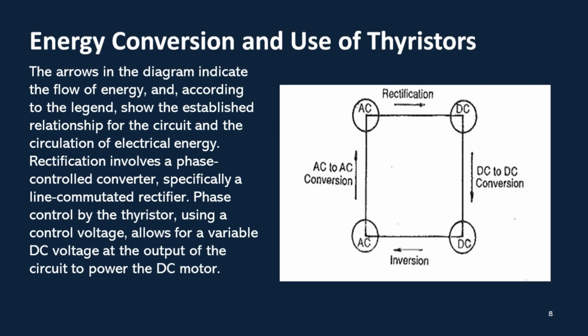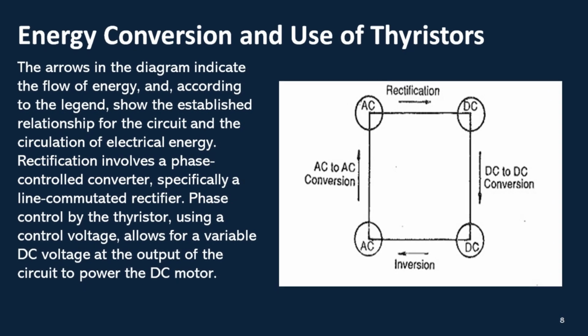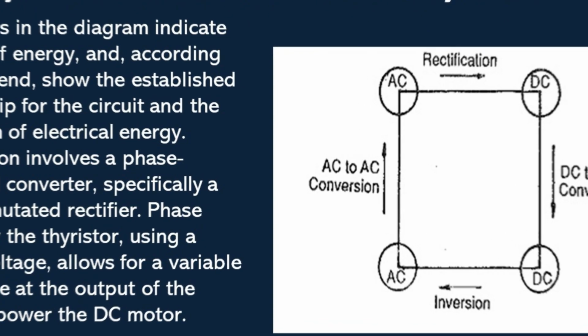Rectification involves a phase-controlled converter, specifically a line-commutated rectifier. Phase control by the thyristor, using a control voltage, enables a variable DC voltage at the output of the circuit to power the DC motor.